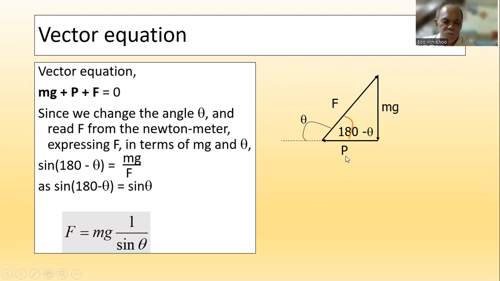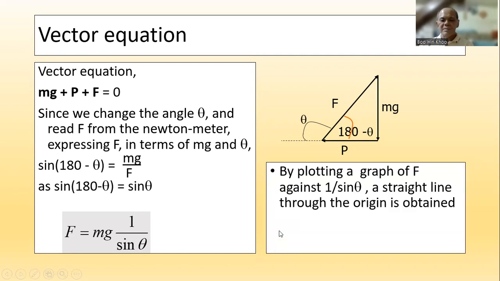And you're supposed to measure this angle, measure this force, and plot a graph of F against 1 over sine theta, and you should get a straight line passing through the origin.